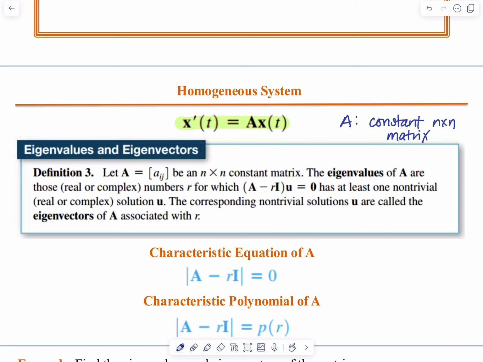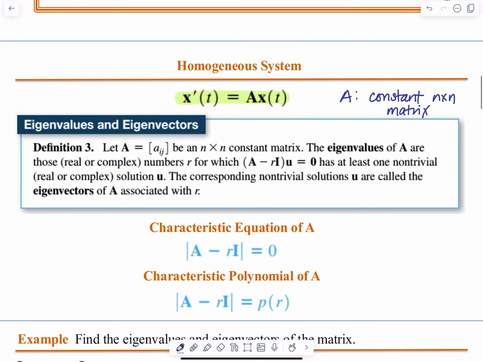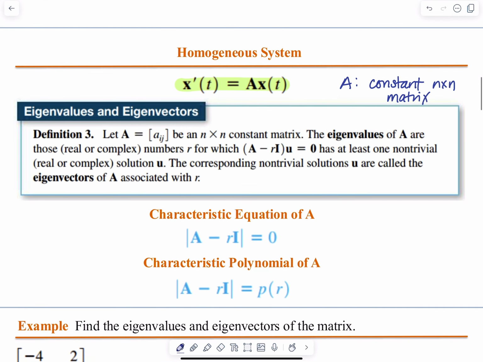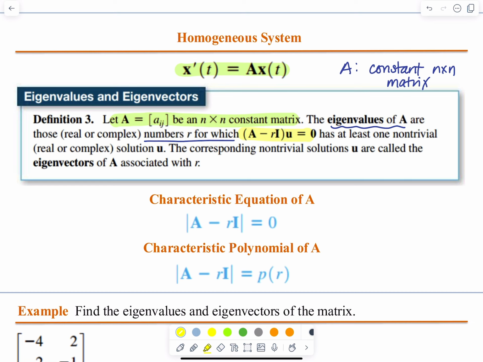So we are going to use a similar method that we had in the past when we solved homogeneous linear equations. And at that time, we had the form e to the RT. So let's go ahead and take a look at this definition. Let A be our n by n constant matrix, and the eigenvalues of A are those real or complex numbers R for which (A minus RI) multiplied by U equal to 0 has at least one non-trivial solution U.